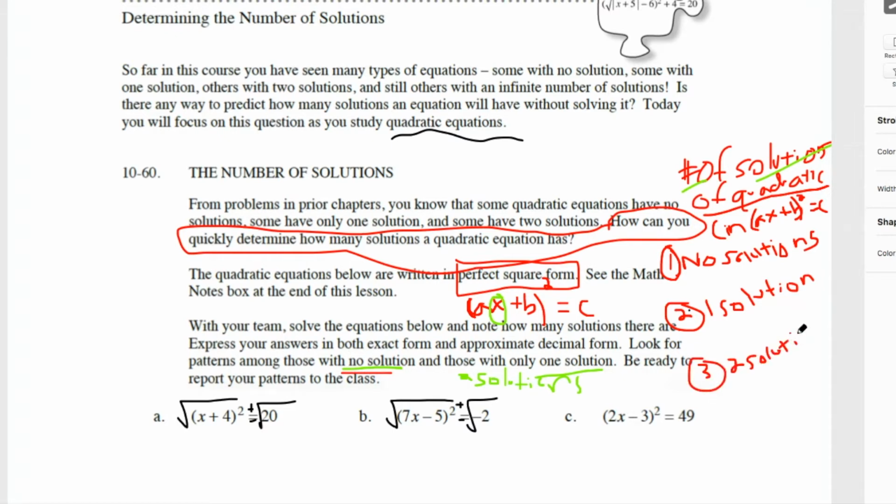I've started out with A and B together because I'm hoping you're gazing ahead, pacing what you're going to have to think about with A and B, because these are actually going to have different numbers of solutions.